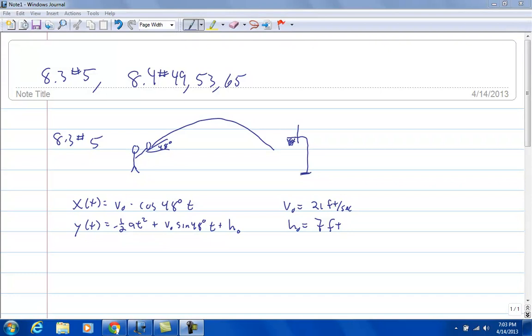Alright, so we had this problem that came up. I was asked to do 8.3 number 5 and then 8.4, 49, 53, and 65.